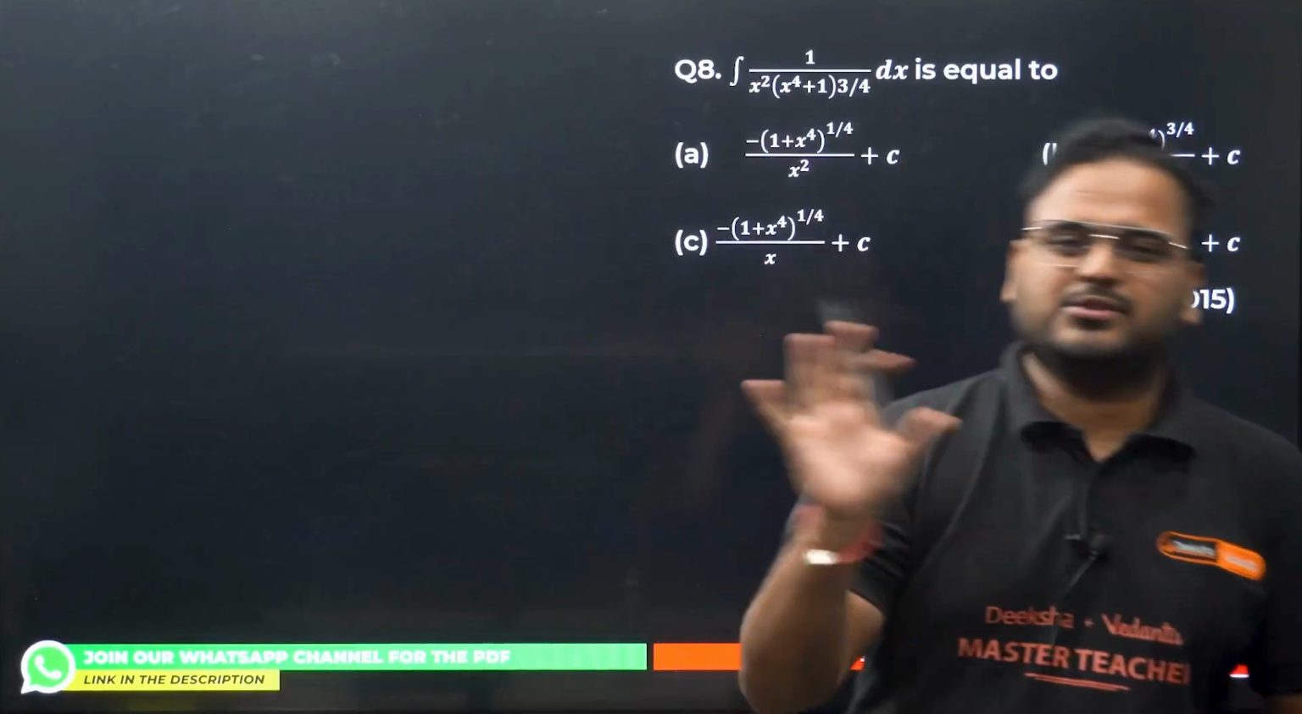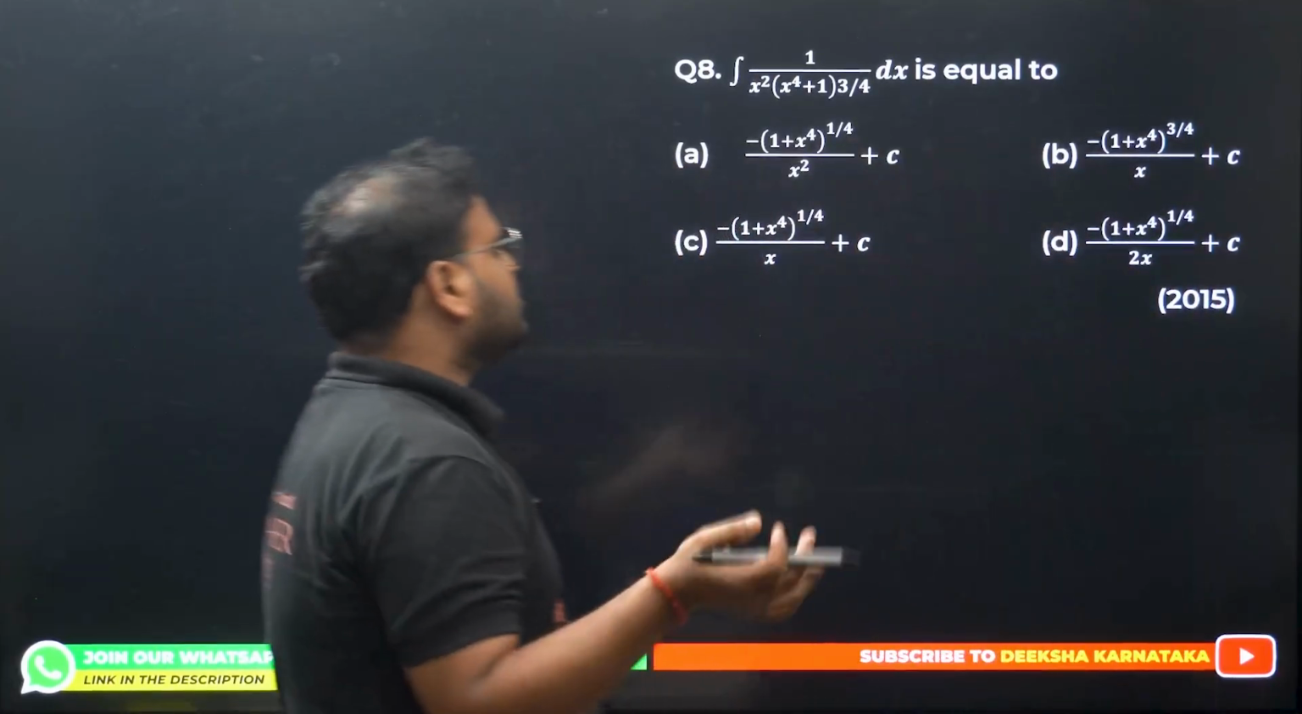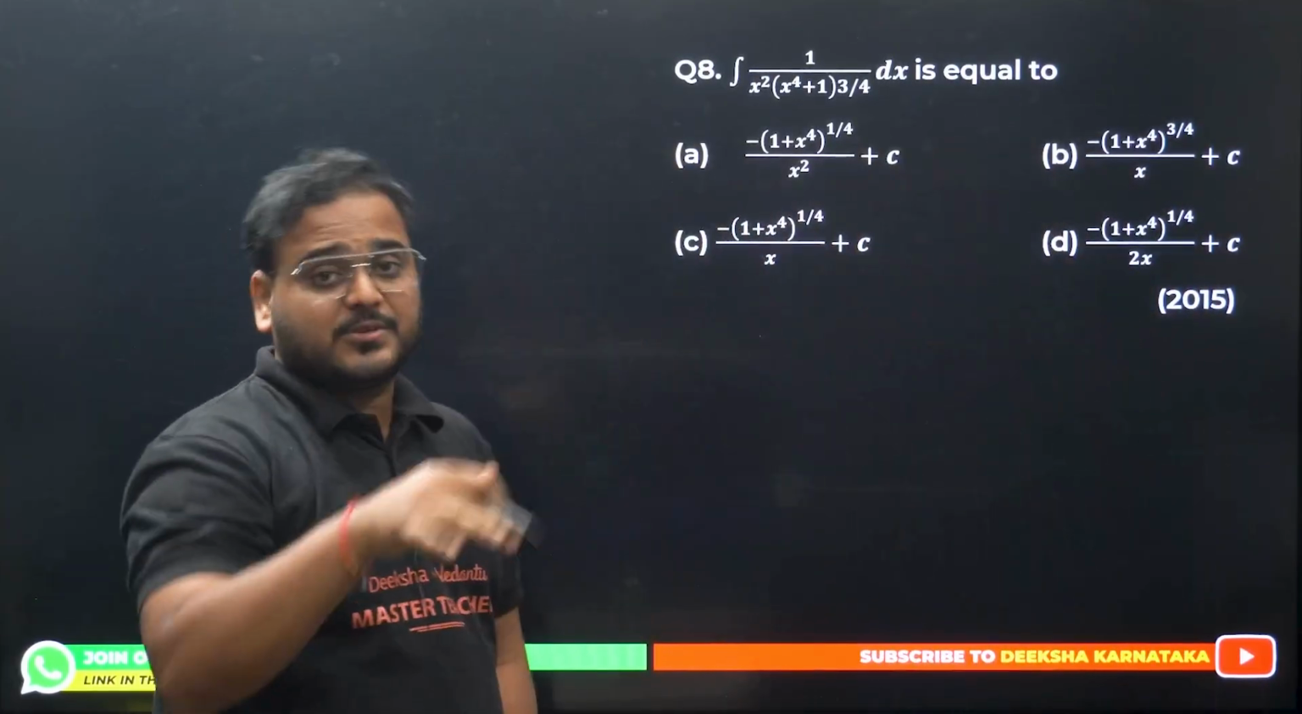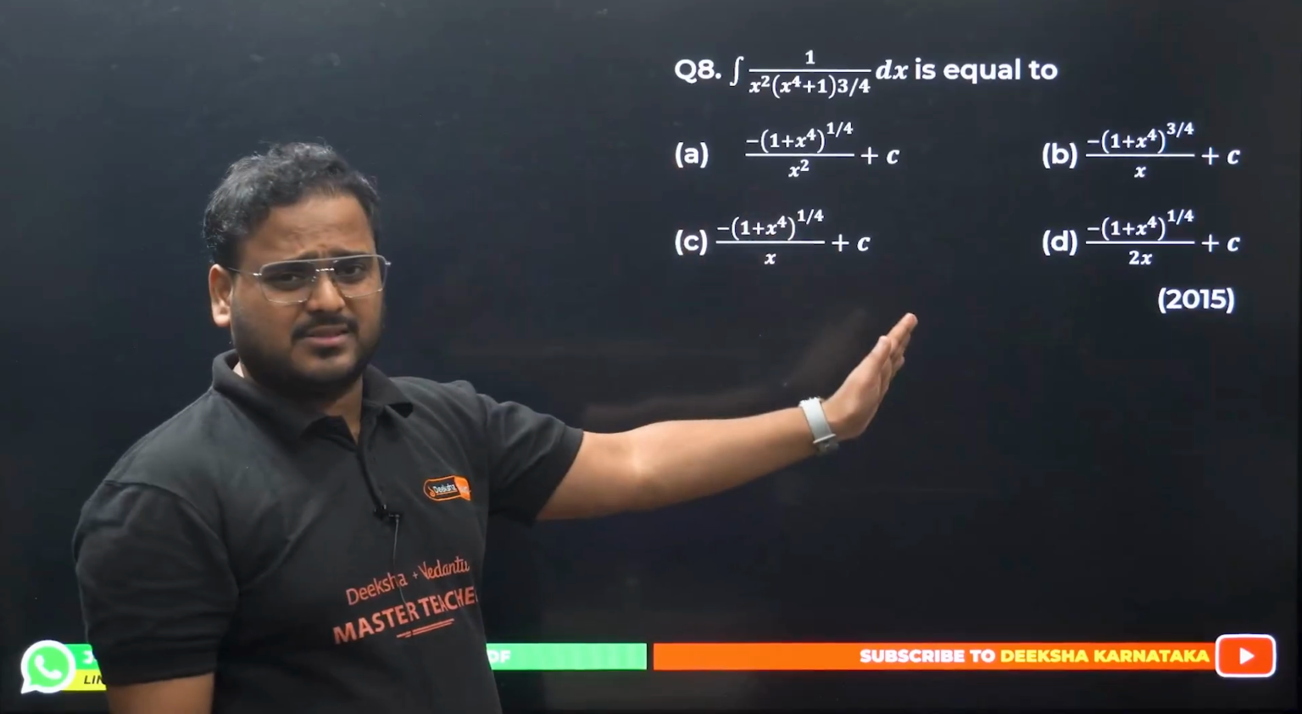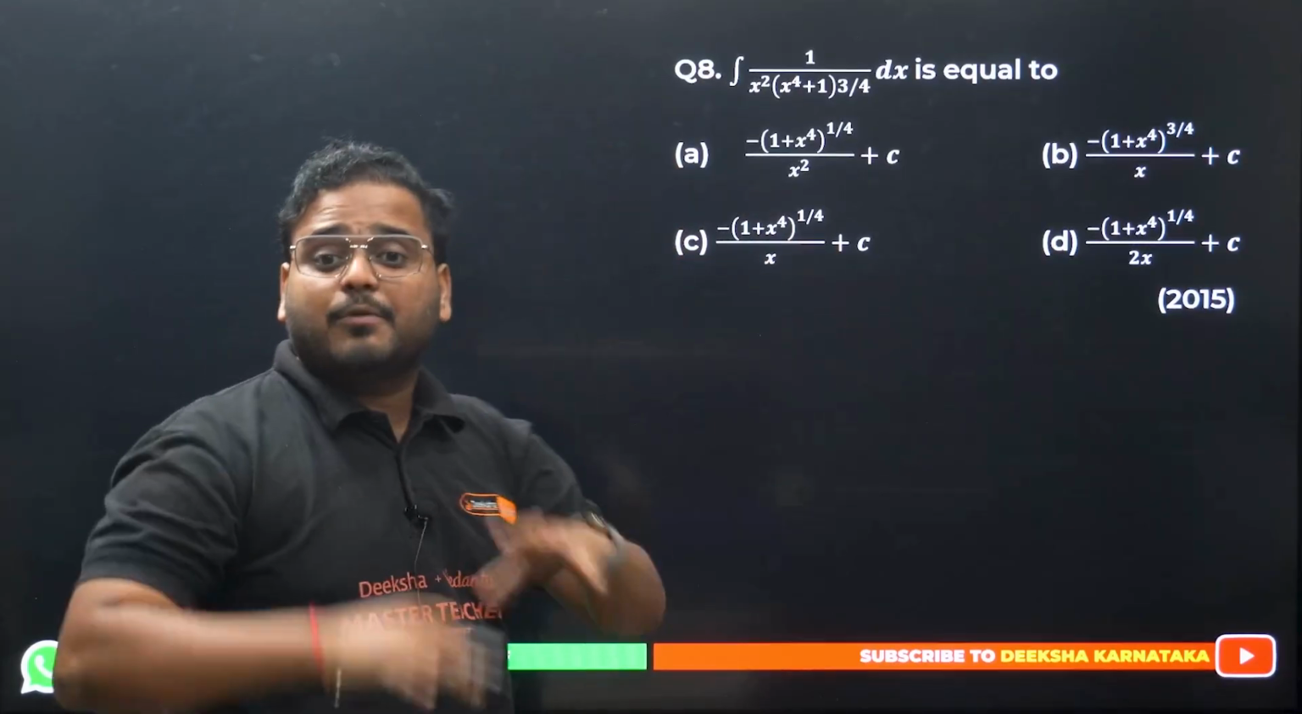Now this is an algebra question. No, there is no need of logic. Yeah, logic is required to get the options right. You don't have to solve the entire question to get the answer. No need to solve the entire problem to get the answer.